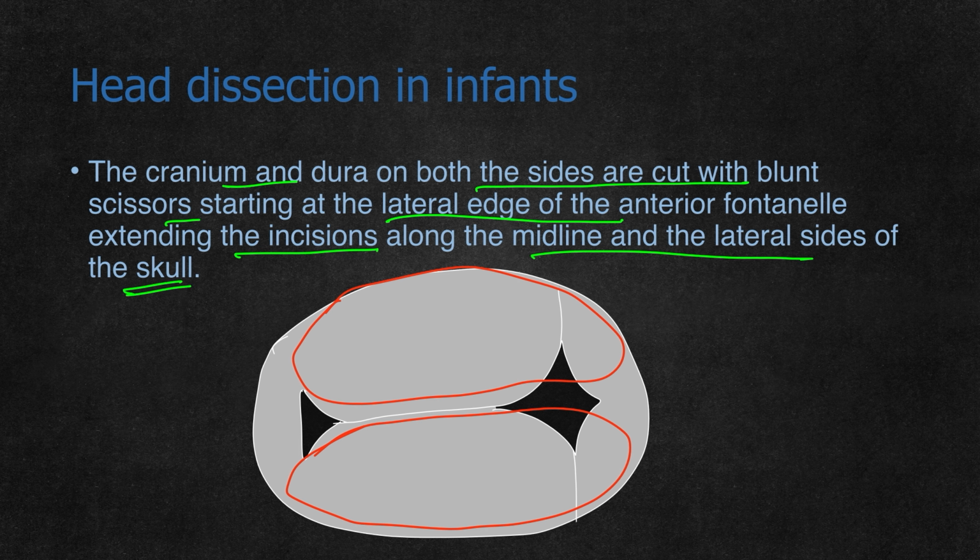Using scissors, the skull can be easily cut. It is cut along the anterior lateral edge of the fontanelle and extended out, repeated similarly on both sides. This causes the skull flap to open like a butterfly. The incision is done.